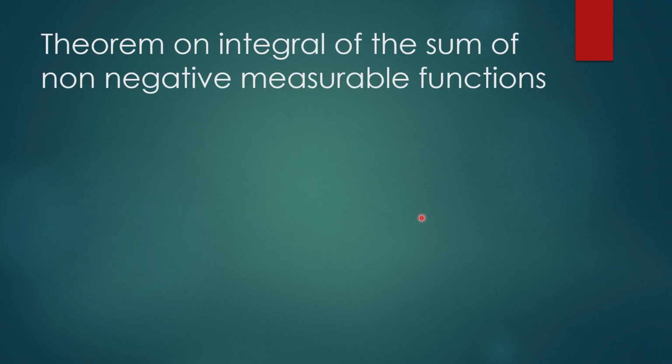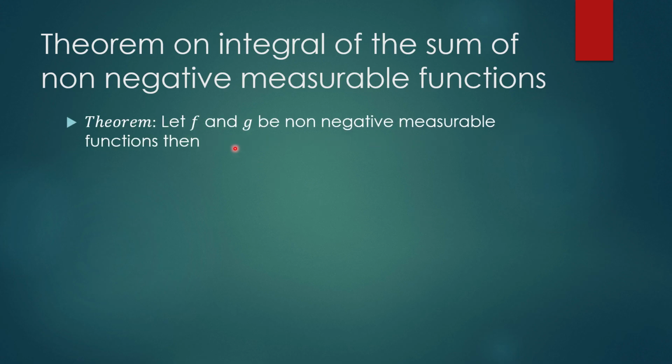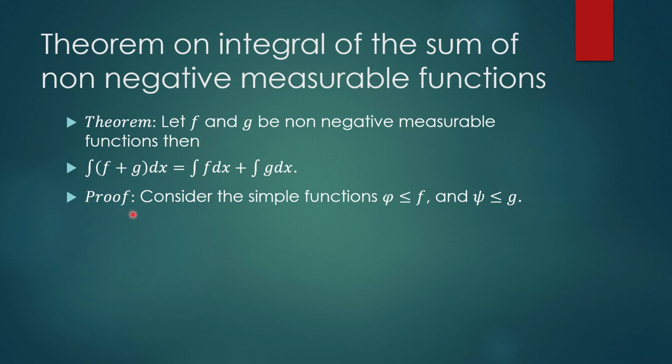So, theorem on the integral of the sum of non-negative measurable functions. Let us see, this is a small theorem. Let f and g be non-negative measurable functions. Then the integral of the sum of the functions is exactly equal to the integral of the function f plus the integral of the function g. Proof: consider simple functions phi less than or equal to f and psi less than or equal to g, and then phi can be written in this form and psi can be written in this form.